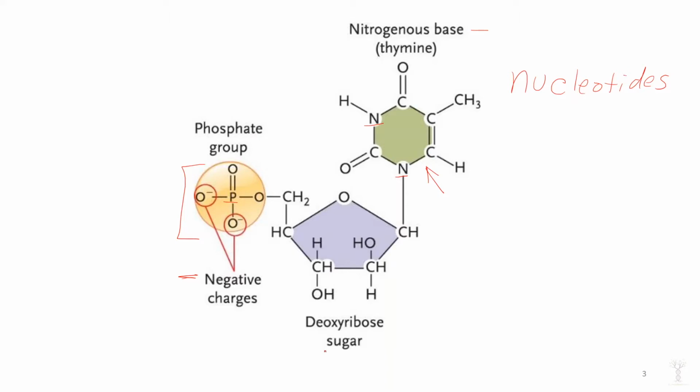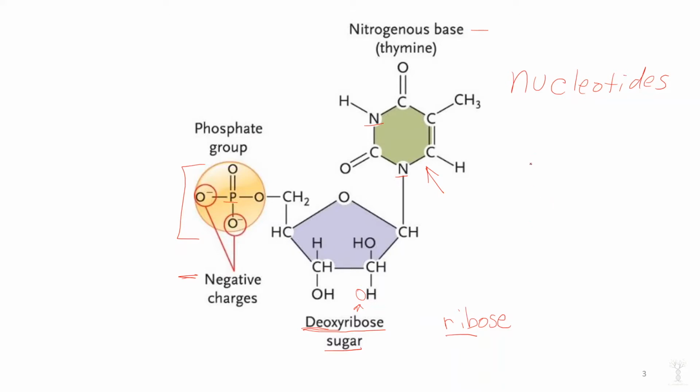And then over here we have the sugar. The sugar in DNA is called deoxyribose. In RNA, it's called ribose. And there's only one tiny difference. In RNA, ribose, there will be an oxygen here. In DNA, it's deoxyribose because this oxygen is not there. So those are the main differences between the RNA nucleotide and the DNA nucleotide. It's about the sugar: deoxyribose versus ribose.